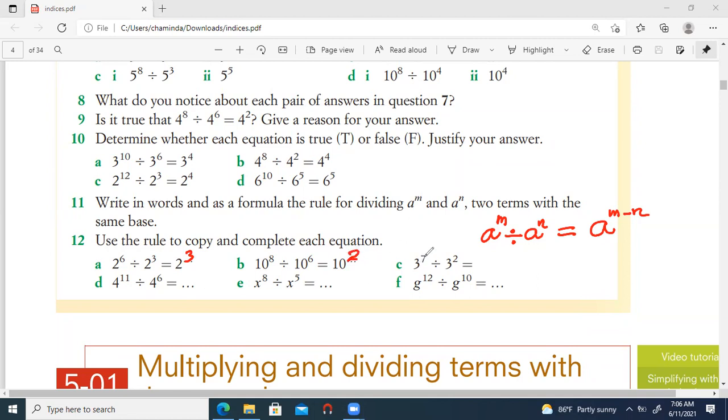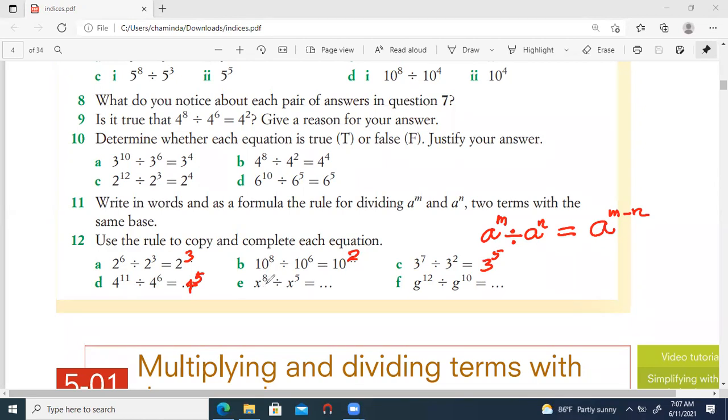Next one, 3 to the power 7 divided by 3 to the power 2. What's the answer? In the division of powers, subtract 2 from 7. The answer is 3 to the power 5. Next one, 4 to the power 11 divided by 4 to the power 6. In the division of powers, what's the answer? 4 to the power 5. 4 to the power 5 is the answer.